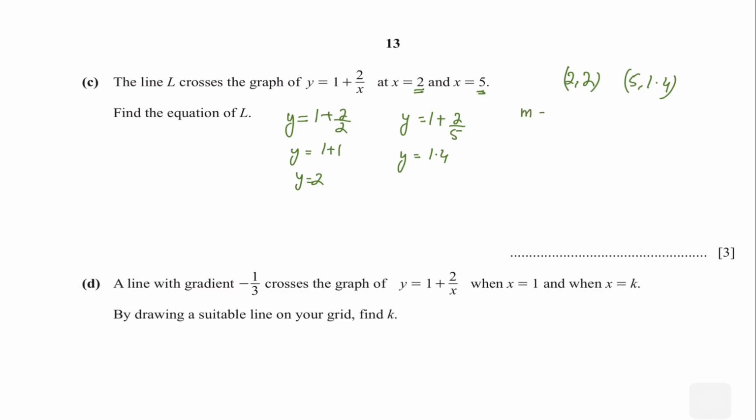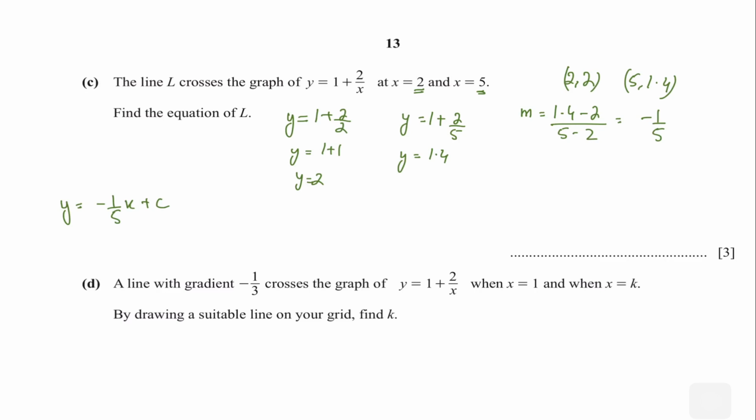So let's find out the gradient first. 1.4 minus 2 over 5 minus 2. So that's going to be equal to, actually let's just use a calculator to be sure. 1.4 minus 2 divided by 5 minus 2. So that's equal to minus 1 over 5. So far my equation looks like this: y equals minus 1 upon 5 x plus c.